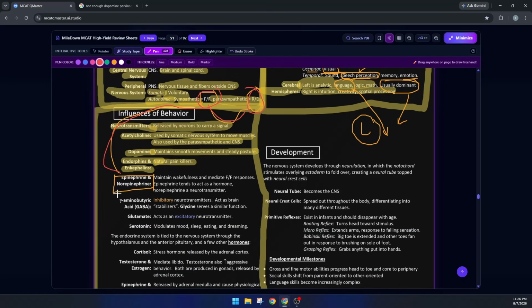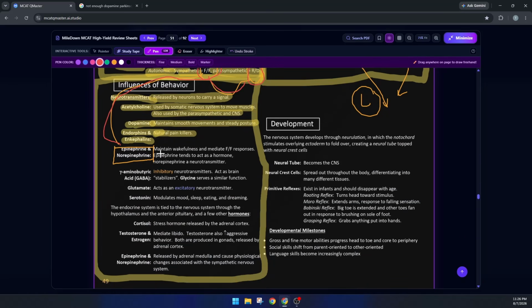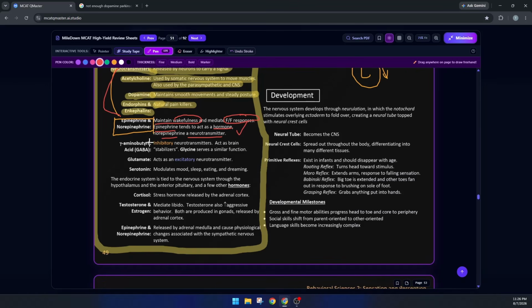So if you have epinephrine and norepinephrine, they're going to maintain your wakefulness and mediate your fight or flight responses. So you can think of epinephrine and norepinephrine as your adrenaline, okay? Epinephrine tends to act as a hormone, norepinephrine a neurotransmitter. That's just memorized. Just memorize that.